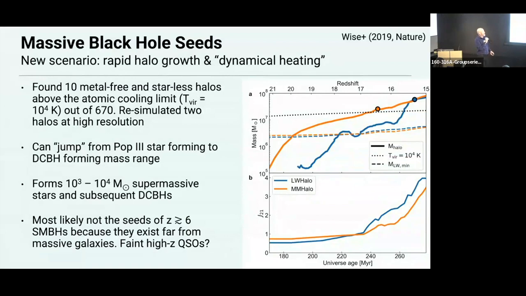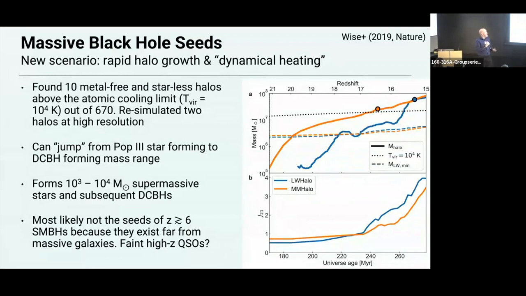We found 10 metal-free and starless halos that were atomic cooling, and at first, John Regan and I were talking about this at a meeting, probably 2016, 2017. But we just thought it would have high Lyman-Werner flux, right?